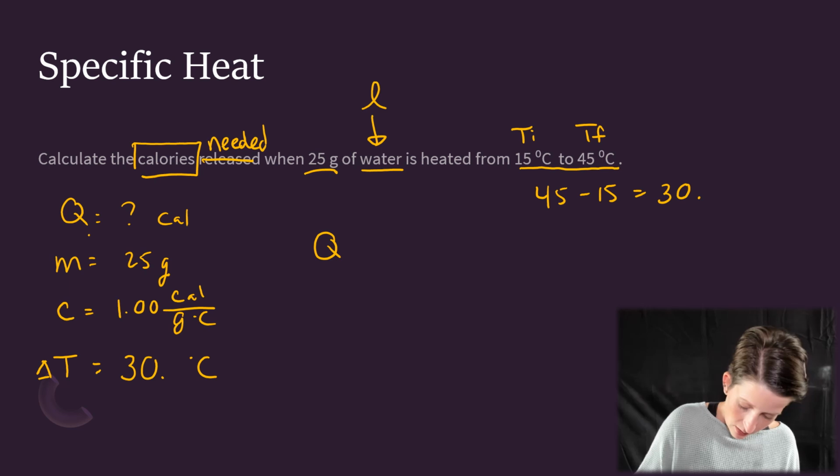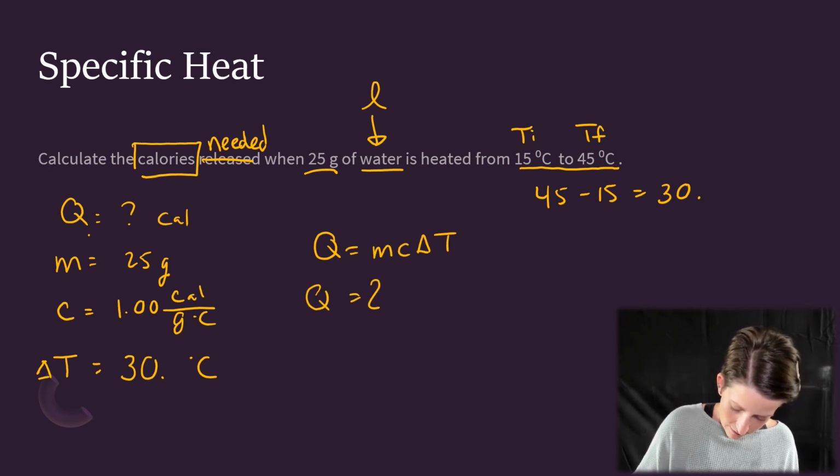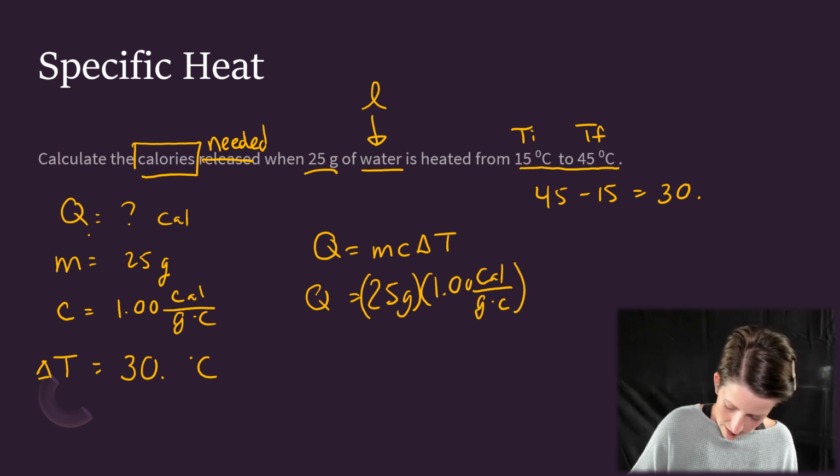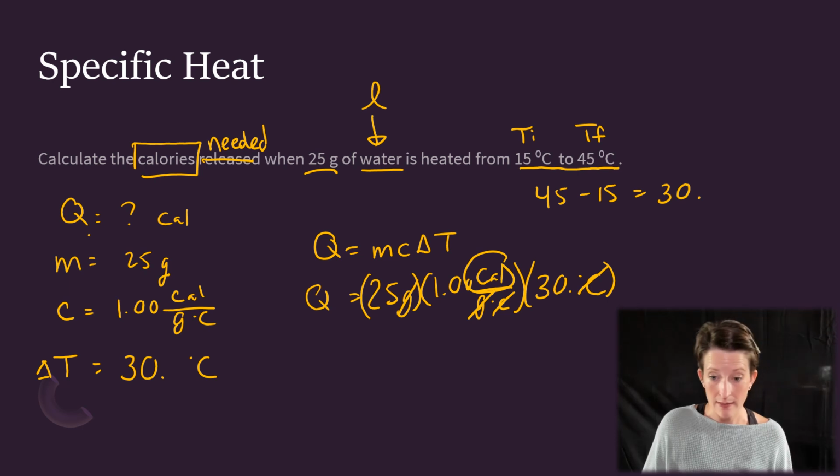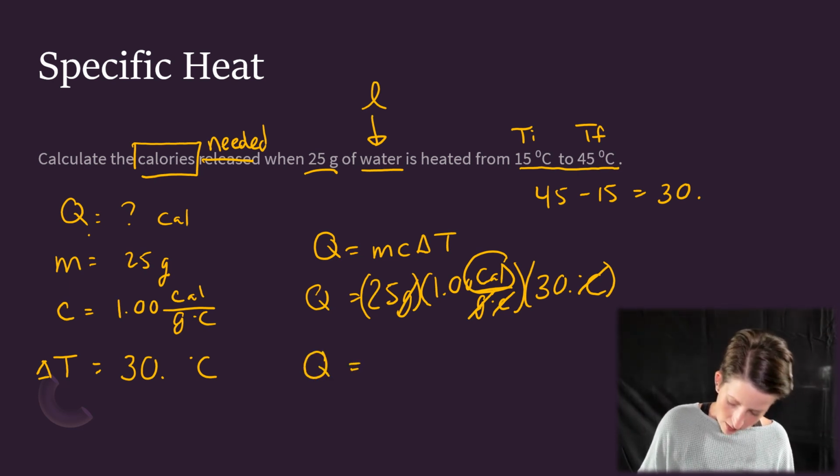Setting this up, Q equals MC delta T. So Q equals 25 grams times 1.00 calories per gram degrees Celsius times the temperature change of 30 degrees Celsius. So the way that the specific heat unit works is calories is in the numerator, grams is in the denominator. So grams can cancel out because that 25 grams is also technically in the numerator. Degrees Celsius cancels out, leaving us with calories.